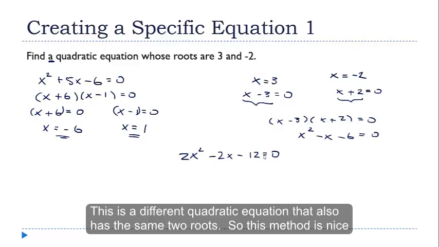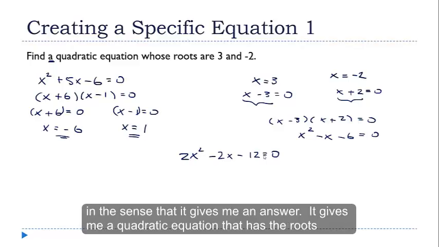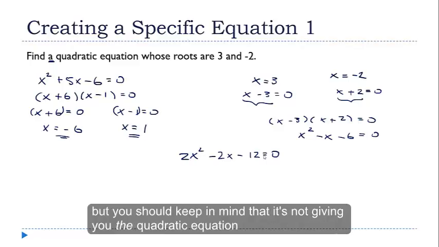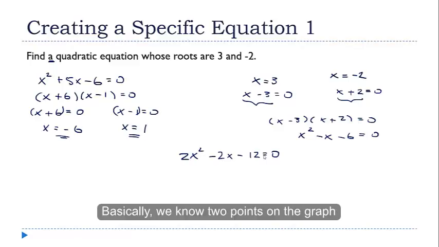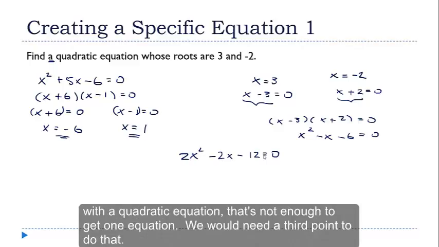So this method is nice in the sense that it gives me an answer. It gives me a quadratic equation that has the roots that I want. But you should keep in mind that it is not giving you the quadratic equation whose roots have those values. In fact, we can't narrow it down to one equation. We don't have enough information. Basically, we know 2 points on the equation's graph, and with a quadratic equation, that's not enough to get one solution, one equation. We would need a third point to do that.